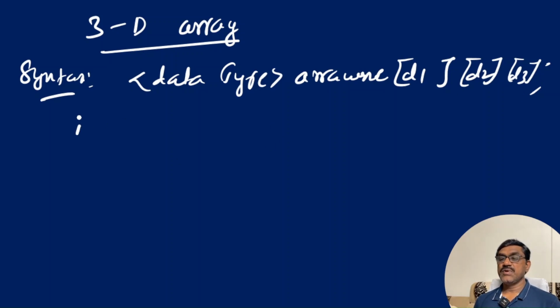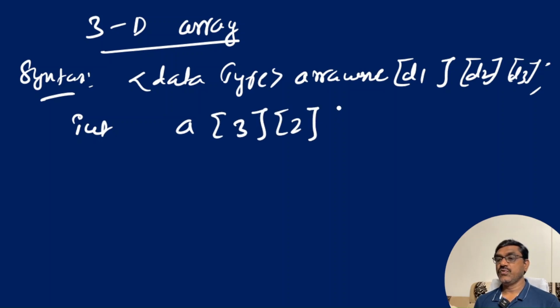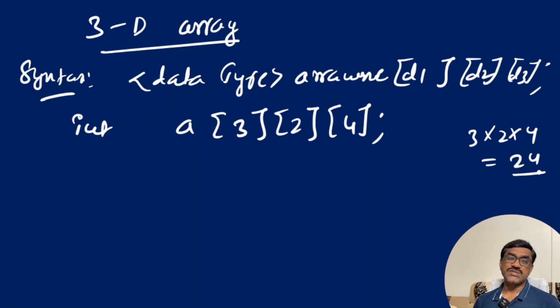For example, I'm writing integer A of 3, 2, 4. In this case, you multiply all the dimensions, 3 into 2 into 4. Total 24 memory locations are reserved, and each location takes 4 bytes. That means 4 into 24 is 96. Totally 96 bytes of memory is allocated for this integer array.